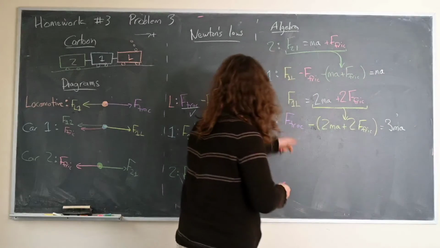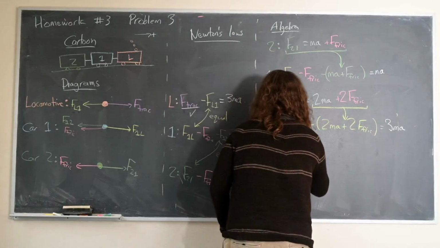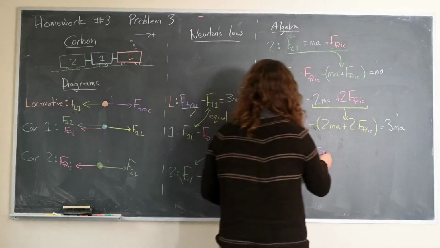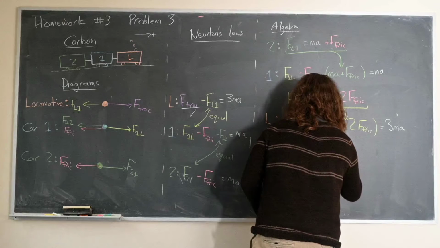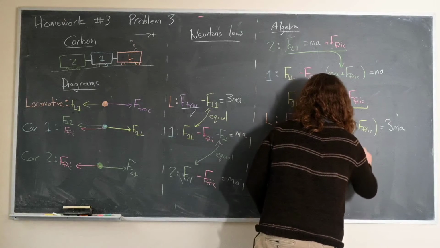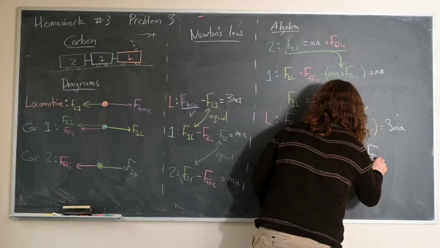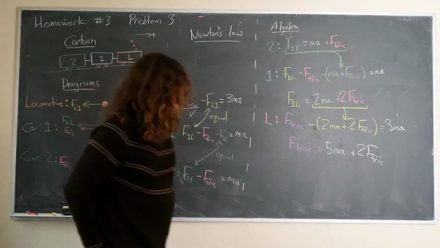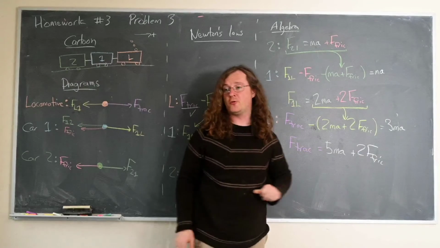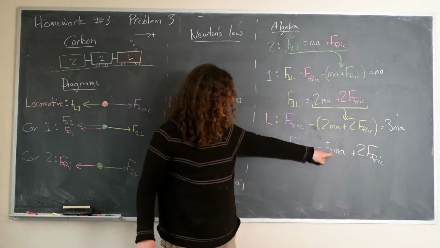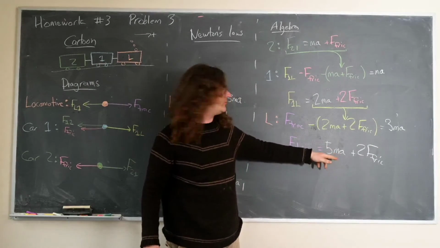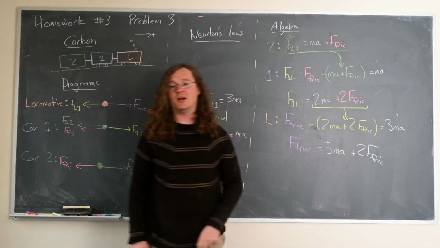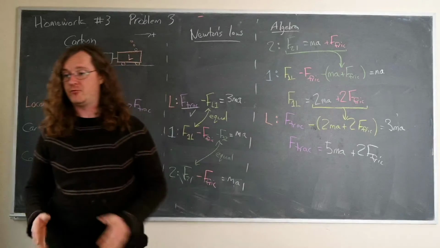Finally, solving for F track, I get F track equals, combining terms, 5ma plus 2F fric. This makes sense as well. There's friction in two cars' wheels that I have to overcome, and the locomotive has to apply an additional amount of force to give the needed acceleration to 5m worth of train cars.